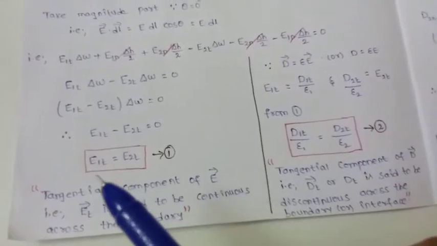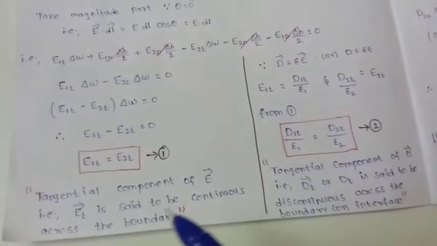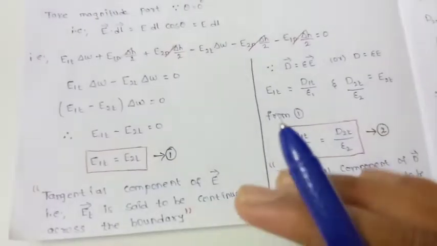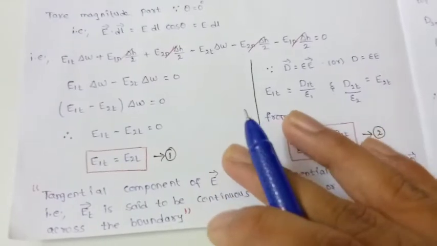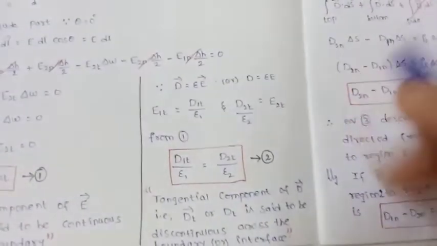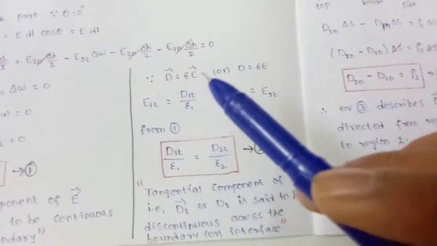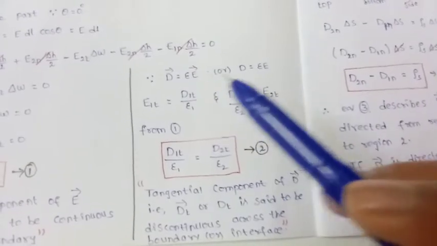said to be continuous across the boundary. That means the tangential components are continuous. They do not depend on any medium. Are you clear?